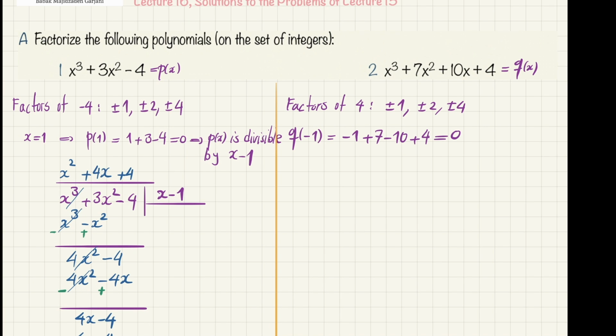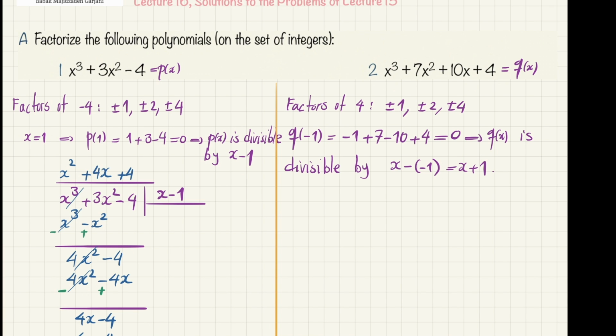So the answer becomes 0. So what does it mean? It means that q of x is divisible by x minus the number that we got, minus 1, which is x plus 1. So what we need to do is divide this polynomial q(x) by x plus 1, and then definitely we will get the remainder equal to 0. Okay, so let me just do that.